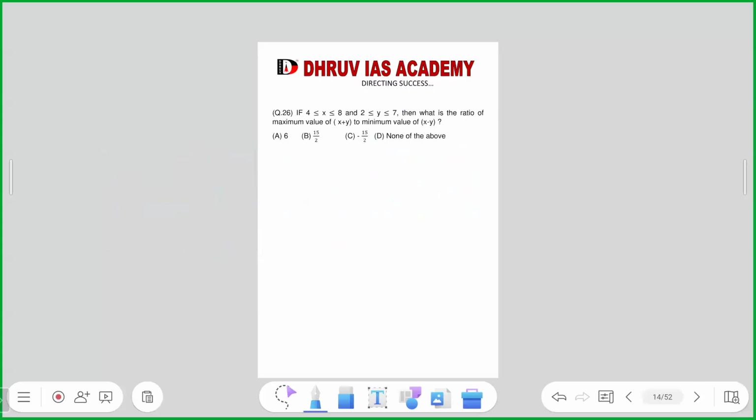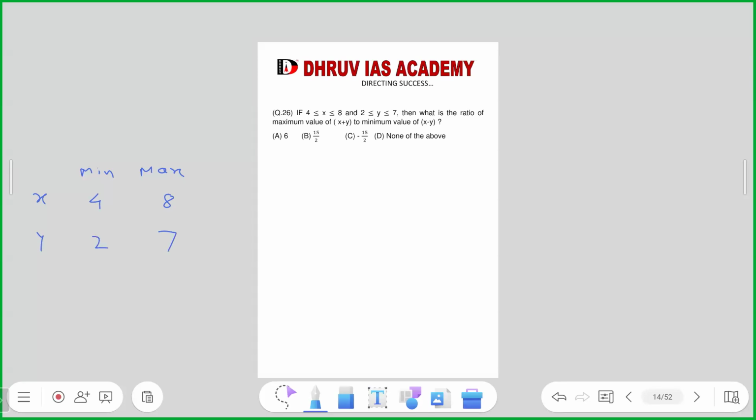If 4 is less than or equal to x is less than 8, and 2 is less than or equal to y less than or equal to 7, then what is the ratio of the maximum value of x plus y to the minimum value of x minus y? Now here, see the minimum and maximum values of x and y. So x can have a maximum value of 8 and a minimum value of 4. For y, the minimum value is 2 and the maximum value is 7.